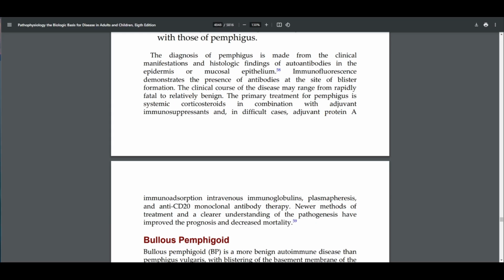Immunofluorescence demonstrates the presence of antibodies at the site of blister formation. The clinical course of the disease may range from rapidly fatal to relatively benign. The primary treatment for pemphigus is systemic corticosteroids in combination with adjuvant immunosuppressants and, in difficult cases, adjuvant protein A immunoabsorption, intravenous immunoglobulins, plasmapheresis, and anti-CD20 monoclonal antibody therapy. Newer methods of treatment and clearer understanding of the pathogenesis have improved the prognosis and decreased mortality.